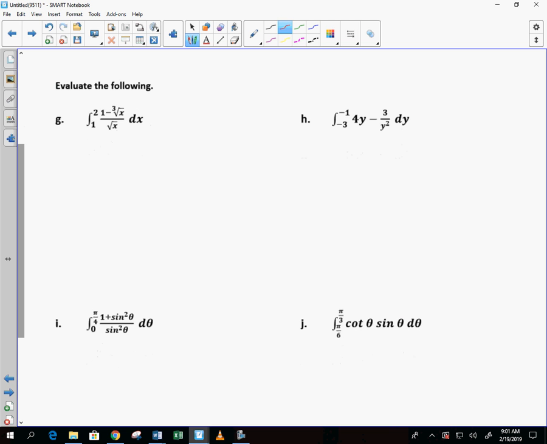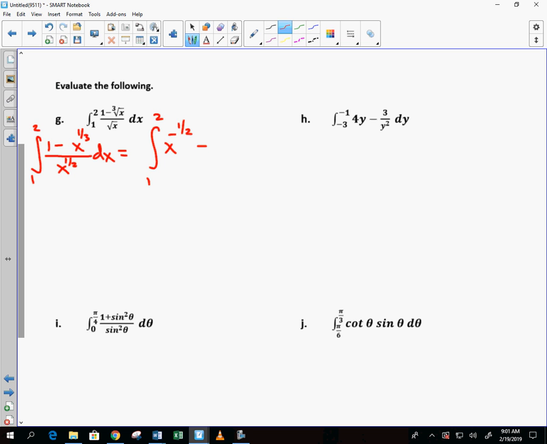So I have the integral from 1 to 2 of 1 minus the cubed root of x over the root of x dx. Any thoughts? Split the fraction. Chris has the idea. I'm going to rewrite this as the integral 1 to 2 of 1 minus x to the 1/3 over x to the 1/2 dx. So I'm going to split this fraction: 1 over x to the 1/2, which is x to the negative 1/2, minus, anybody, x to the 1/3 over x to the 1/2.